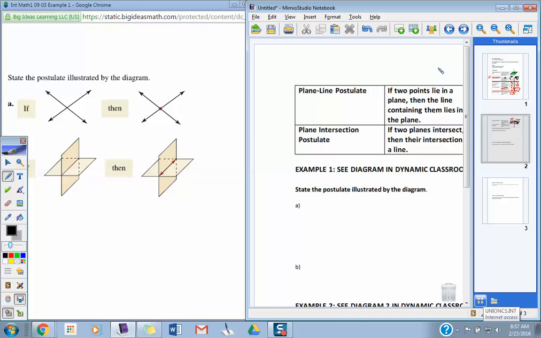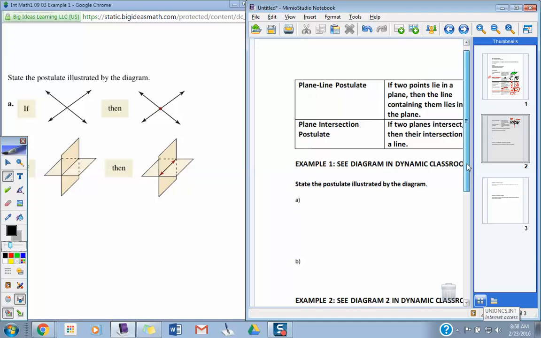Okay, here's a diagram right here. I want to know which of the postulates is being illustrated in the diagram A. All right? So right here it says if, what's happening right here? Two lines are crossing, right? Then, what's different about the diagram on the left and the diagram on the right? There's a point there. That's basically saying if two lines cross, they cross in a what? They cross in a what? Point. Okay?